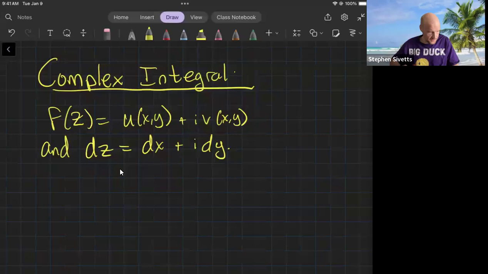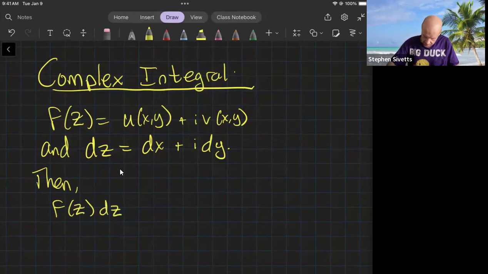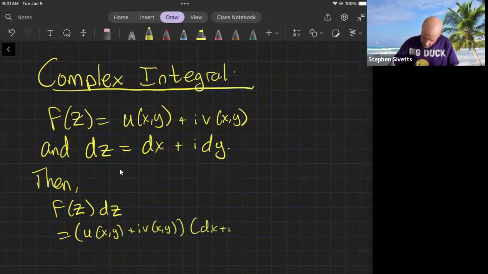Okay. So then f of z times dz equals u of x, y plus I times v of x, y, times dx plus I times dy.